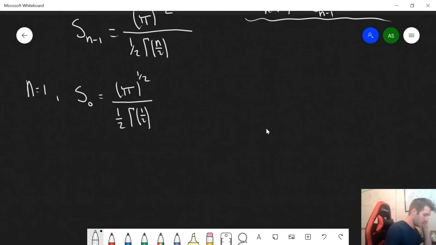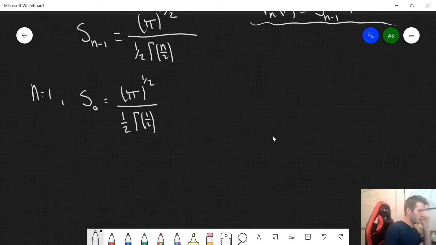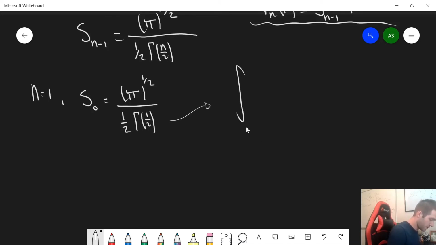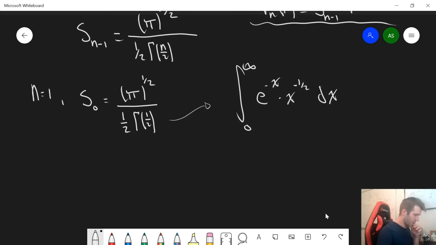Okay, so now what we want to do is solve for gamma as a function of 1/2. And to do that, we can just have, over to the side here, our integral from 0 to infinity of e raised to the negative x. And remember, gamma is 1/2, so our exponent on x is going to be 1/2 minus 1, which is negative 1/2, dx. So, how do we solve this?